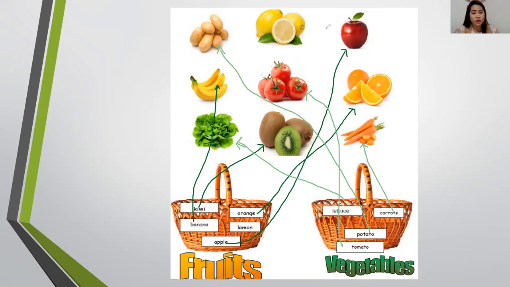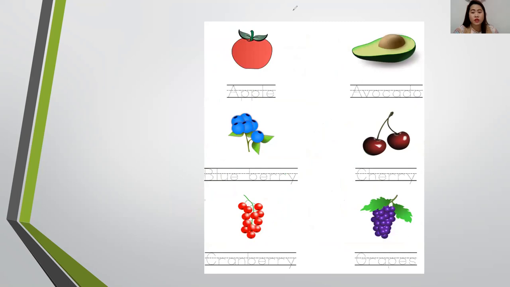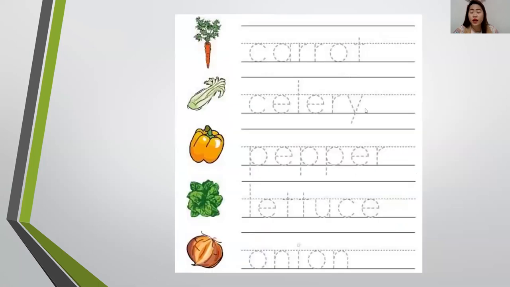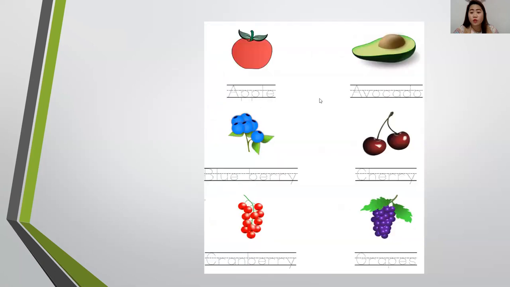So teacher will erase first. Okay, so the next one here, I want you to trace, okay? Trace the words, okay? Apple. Not only writing for the name, but also the words, okay? So I want you to finish it all and send it to a teacher, okay? Next one too, okay? Trace the words, okay?